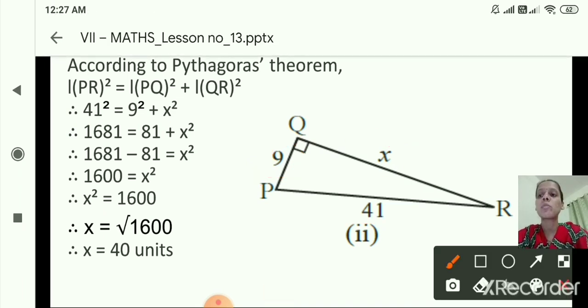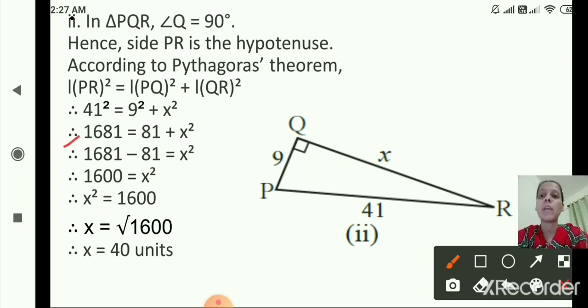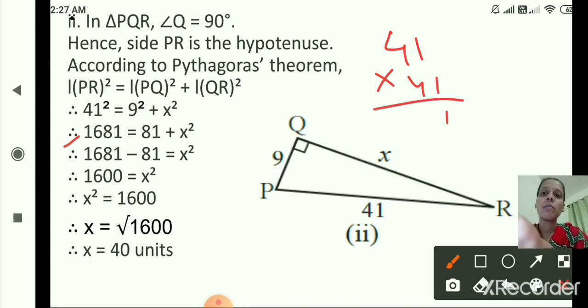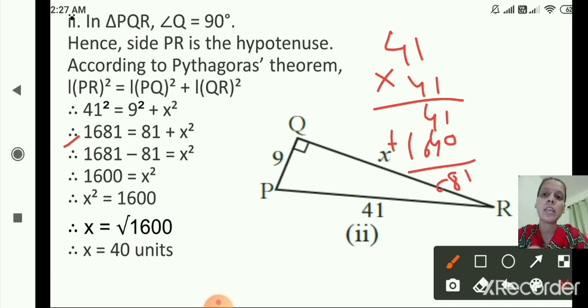Now we'll do the squares. 41 square, 41 multiplied by 41. 1 multiplied by 1, 1, 4 ones are 4. In the second step we'll write here 0, 4 ones are 4, 4 fours are 16. Now do the addition. 1 plus 0, 1, 4 plus 4, 8, 6 here as it is, 1681. So 41 square is 1681, is equal to 9 square. 9 nines are 81, right? Is equal to 81 plus x square, we'll write down as it is.